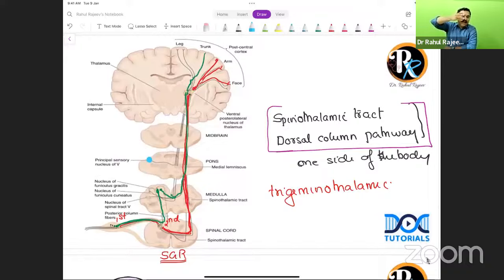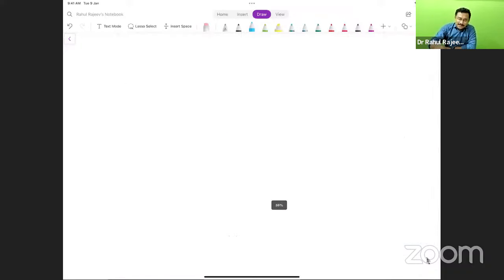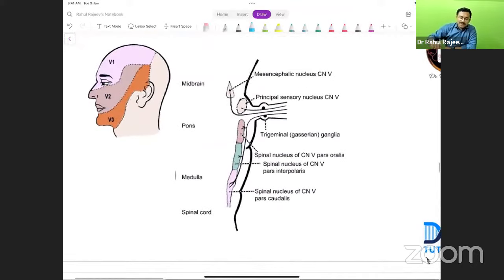Remember, it is sensory. So afferent impulses will go to the trigeminal ganglion and then to the trigeminal nucleus. How many trigeminal nuclei do you have? Well, you have three main trigeminal nuclei, three predominant ones. One is the mesencephalic nucleus in the midbrain. Then you have the principal sensory nucleus in the pons, and also the spinal nucleus of the trigeminal nerve, which is a very long nucleus having a very long extent. In fact, from the lower part of the pons, it extends up to the C1 and C2 cervical spinal segments. So it's a long extending nucleus.